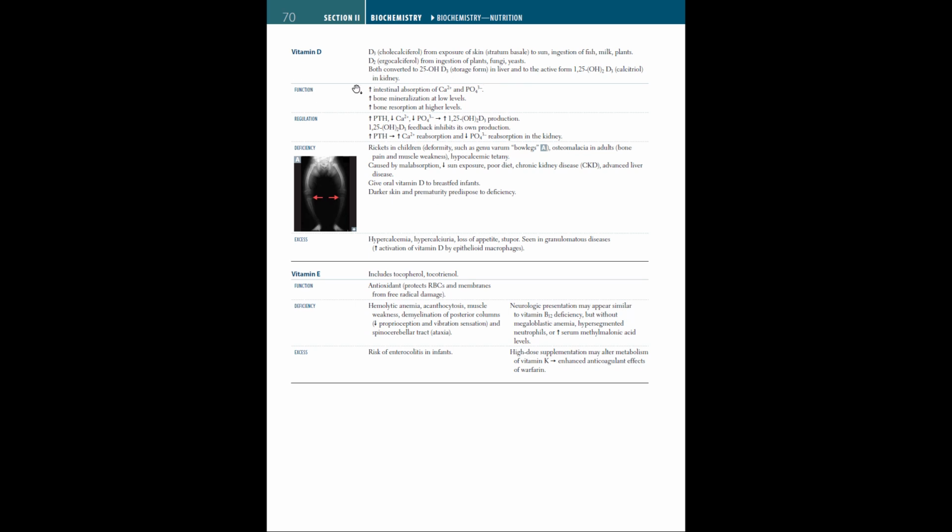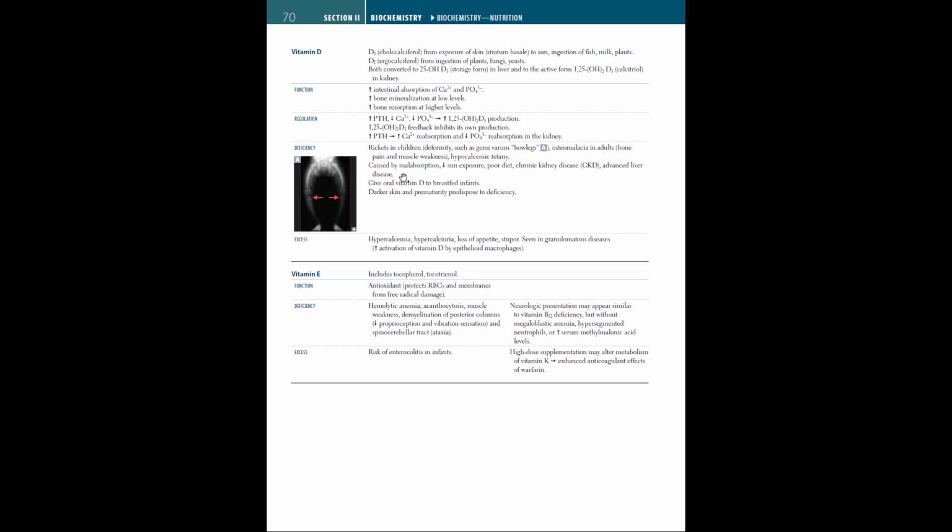Now, vitamin D performs a very important function of intestinal absorption of calcium and phosphate, bone mineralization at low levels, and bone resorption at high levels. And this helps with the regulation of PTH, calcium and phosphate, as well as calcitriol feedback inhibits its own production. Now, a deficiency of vitamin D leads to rickets in children, which is the deformity such as genu varum, which is bow legs, seen in this x-ray here, and osteomalacia in adults, which leads to bone pain, muscle weakness, and hypocalcemic tetany.